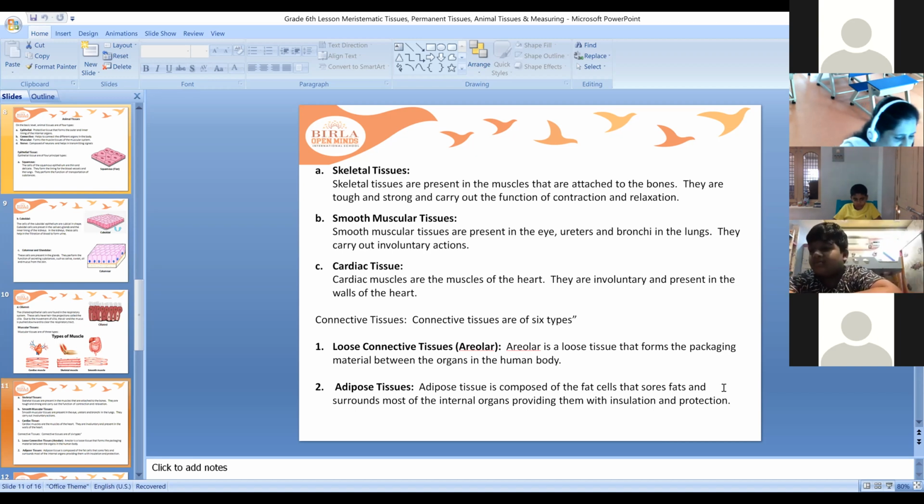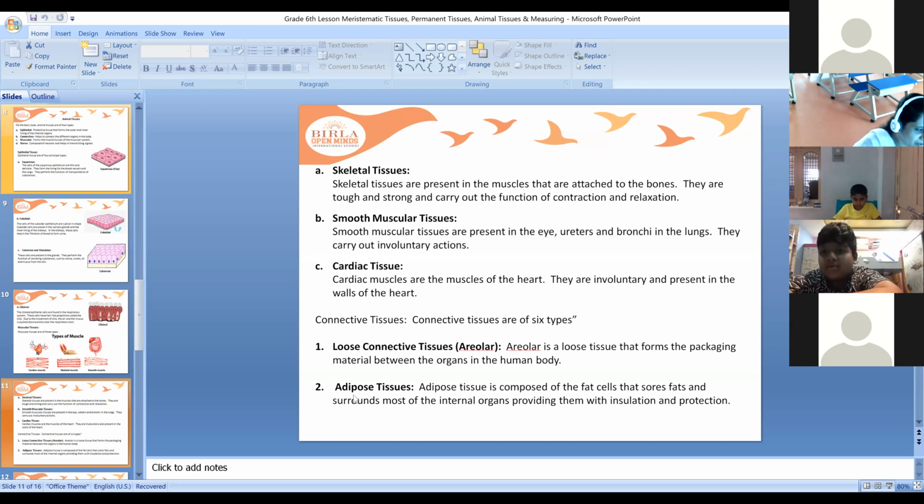In the same way, areolar tissues help in preventing any harm and internal injuries to your organs. They are very nicely and tightly packed inside your body. And we have fat cells also, fat tissues. It's called adipose tissue. It's nothing but fat cells. These also help in providing insulation and protection to the internal organs.